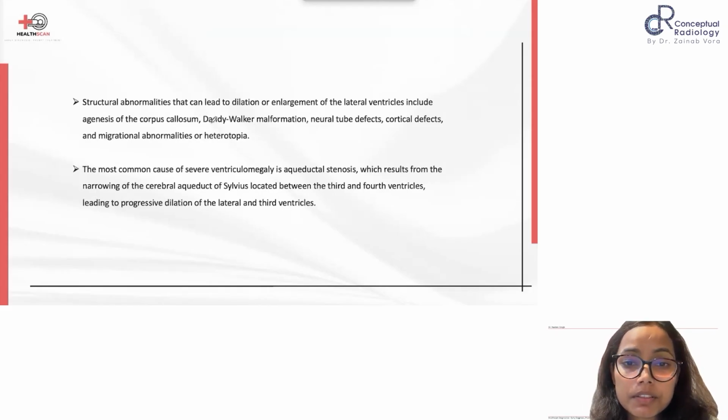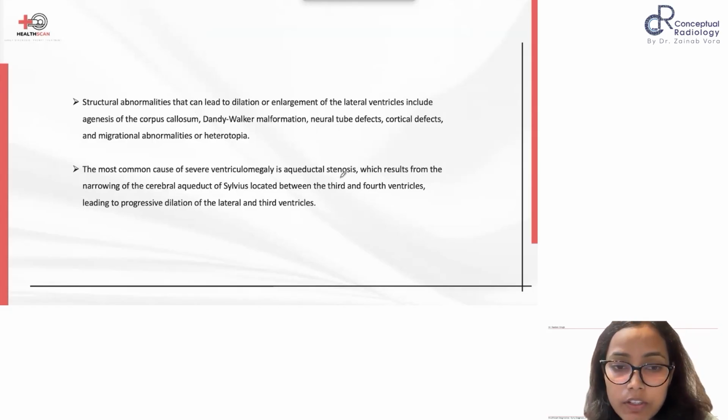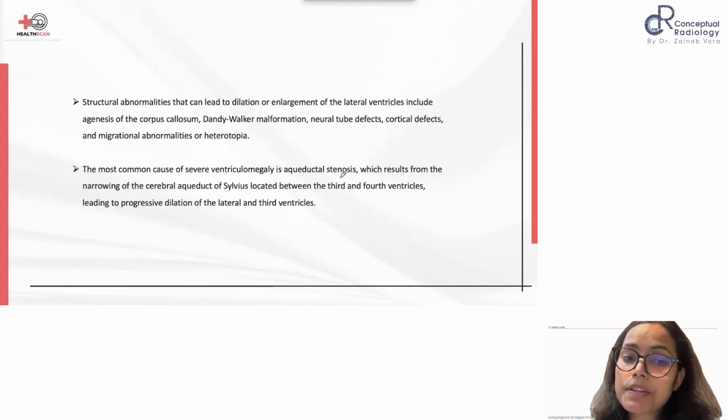And there are other structural abnormalities within the central nervous system, such as agenesis of the corpus callosum, Dandy-Walker malformations, malformations of cortical development. They also lead to ventriculomegaly. And the most common cause of severe ventriculomegaly is aqueductal stenosis. We know that aqueductal stenosis results because of the narrowing of the aqueduct of Sylvius, and this leads to progressive dilatation of the third and lateral ventricles. This could be because of genetic causes, or aqueductal stenosis can happen because of infections or any hemorrhage or any fibrosis which has led to its stenosis.